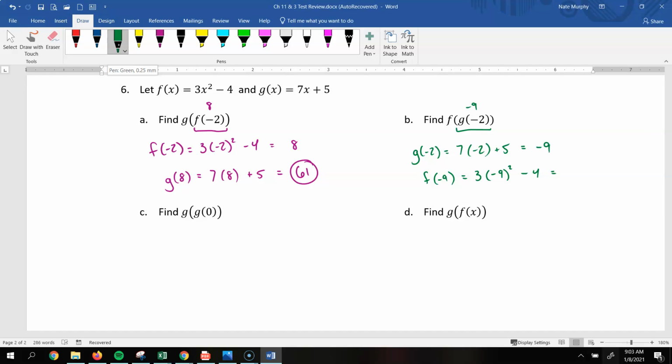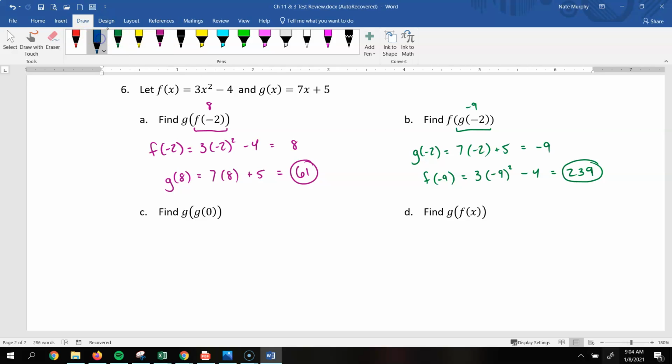Again, make sure you put this in your calculator correctly, so you put the negative in parentheses. So -9 squared is 81. 81 times 3 is 243. And 243 minus 4 is 239. For that, you might need to use your calculator. But otherwise, you get 239 as your answer for 6b.